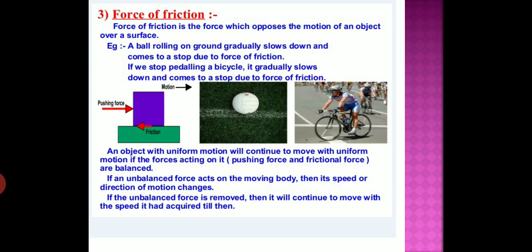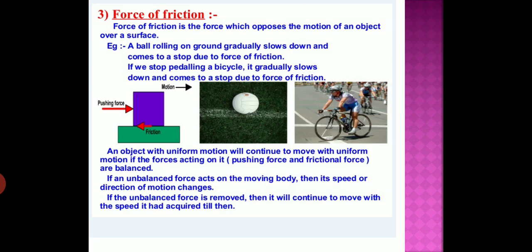So students, to accelerate the motion of an object, an unbalanced force is required, and the change in its speed continues as long as this unbalanced force is applied. If this force is removed completely, the object would continue to move with the velocity it has acquired till then. So I hope you understand.